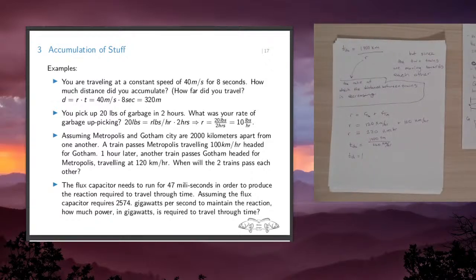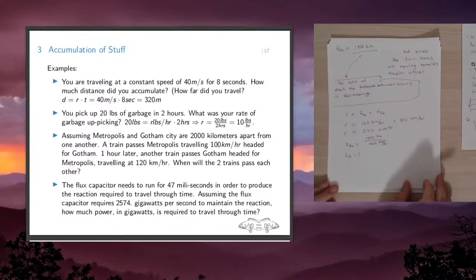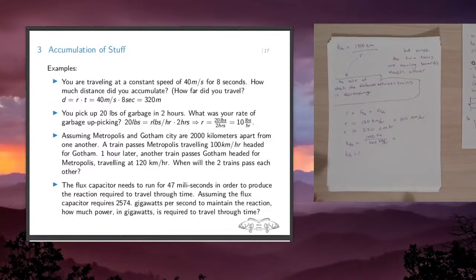Cool. So let's finish this up, yeah? We just need to find this time. Let me get a calculator.